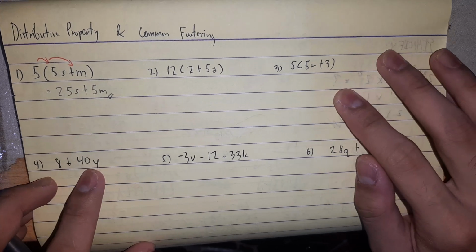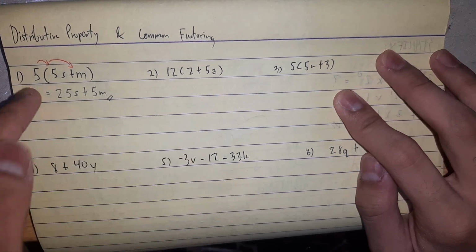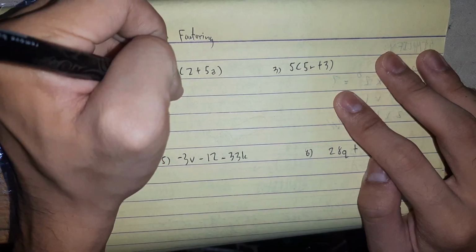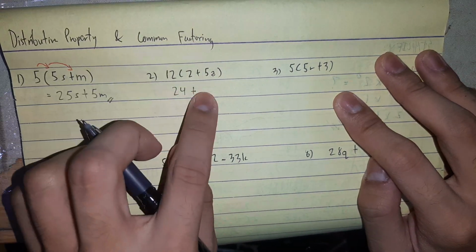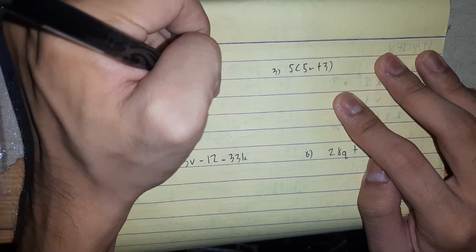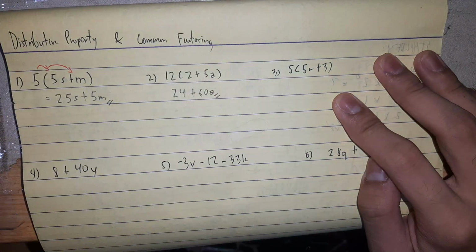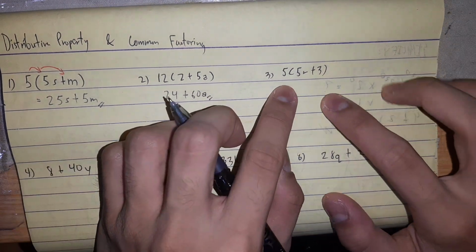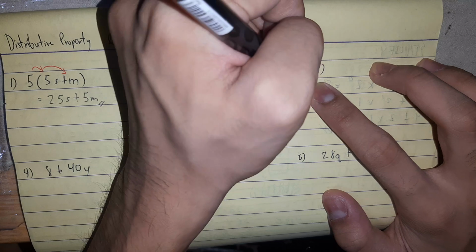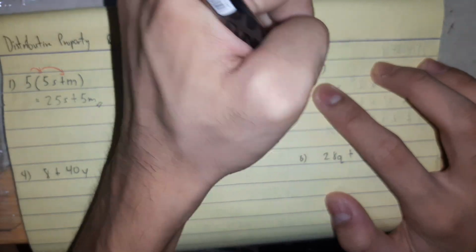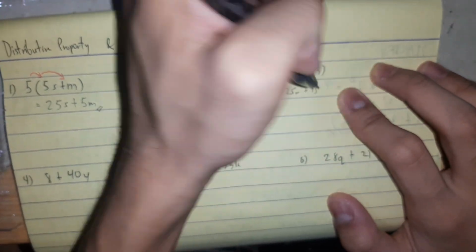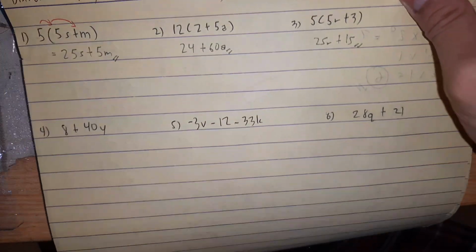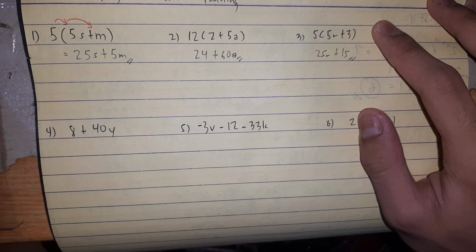Number 2 is just like what we did in number 1. So this will be 24 plus 12 times 5 is 60a. That's how you get the answer right here. Number 3, we're just going to do that again. So 5 times 5r is 25r plus 15. Easy as that.